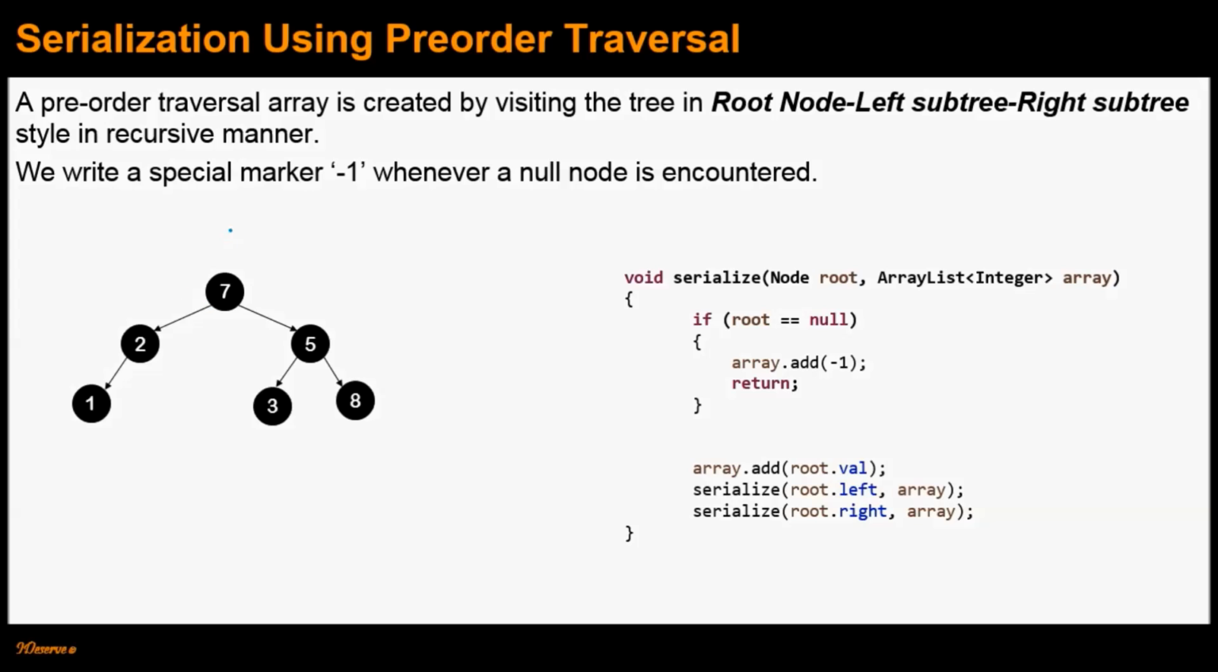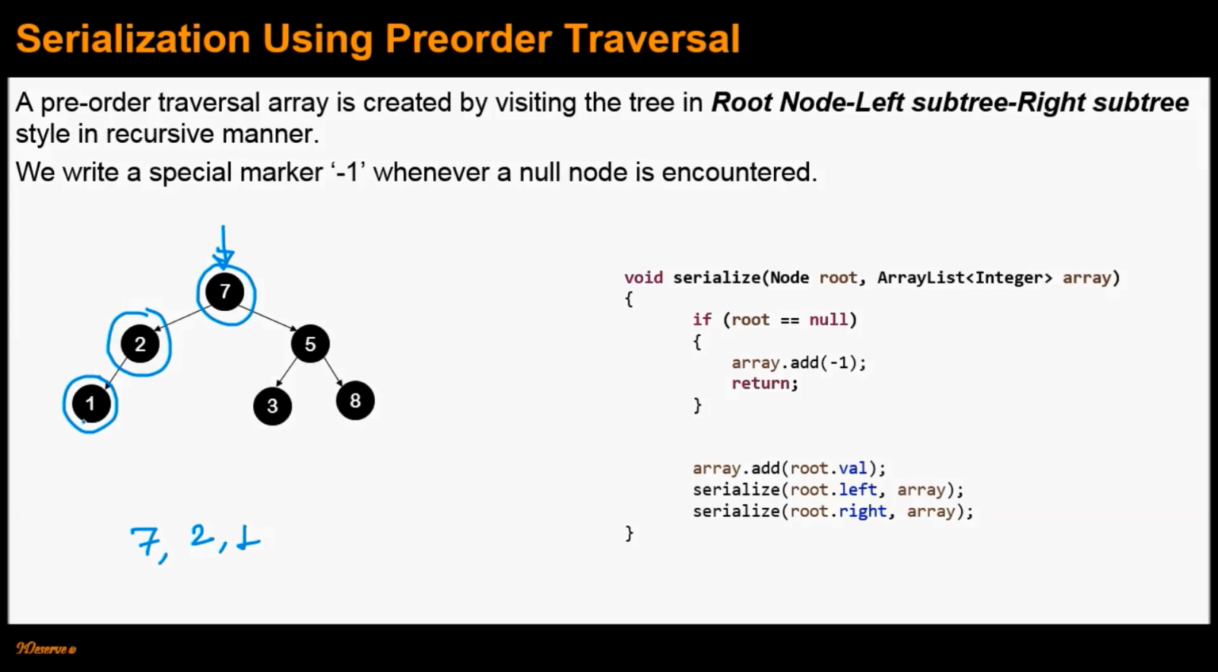Okay, let's try to serialize this particular binary tree now. So we are adding the node values to the output array using pre-order traversal. First we visit the root node, which is node 7, and add its value to the serialized form. So 7 would be added. Now we go to the left subtree of the root node. The left subtree starts from node 2, right? So we visit the root node first. Then we go to the left subtree of node 2, which starts from node 1. So we visit node 1, right?